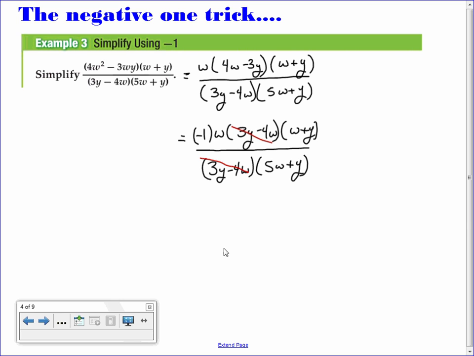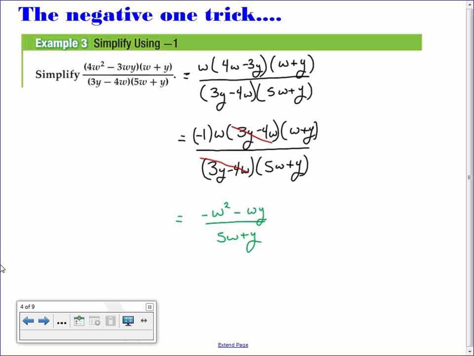And that's going to get my final answer now of negative 1 times w is negative w. So I've got negative w times w. That's negative w squared. Negative w times a positive y is minus w y. And my denominator is just this one right there, 5w plus y.